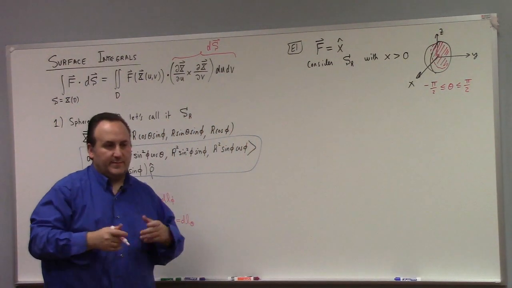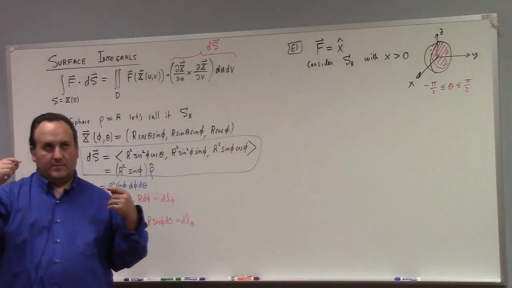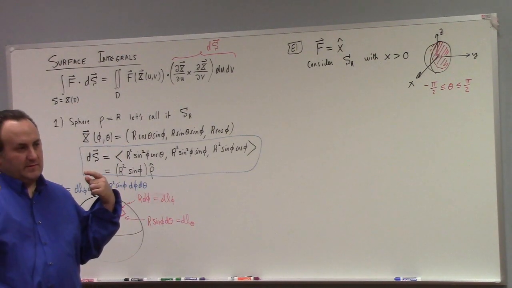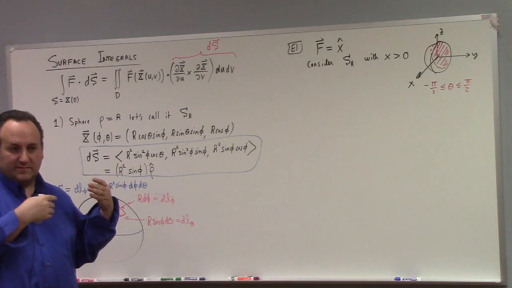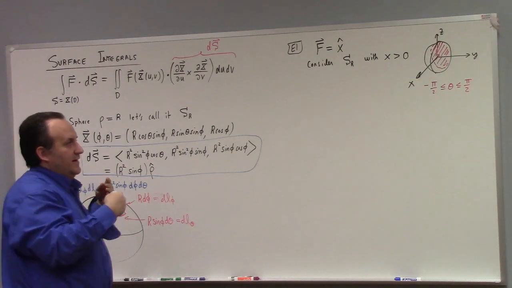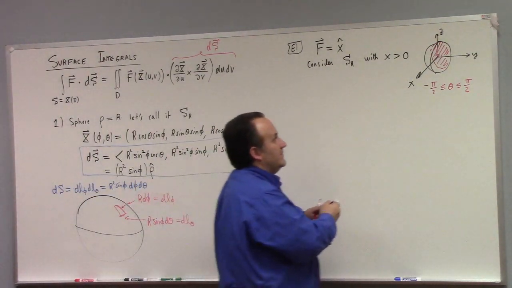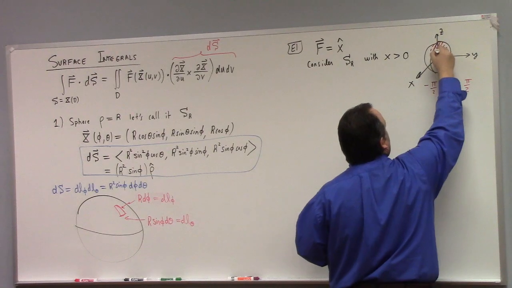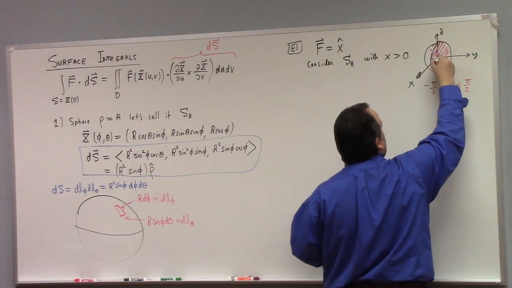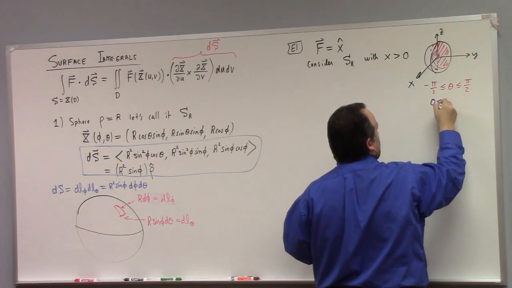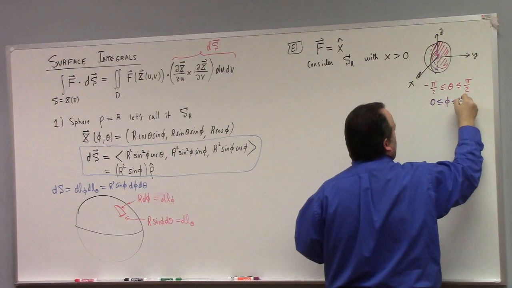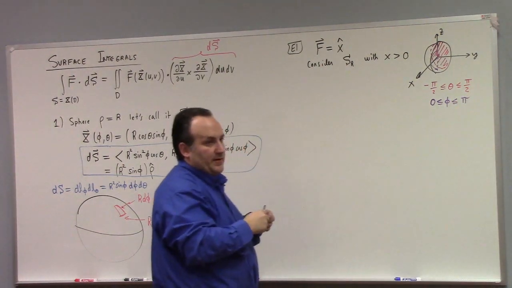Because the theta is just sweeping back to the positive y-axis or negative y-axis, but not beyond it. Does that make sense? And on the other hand, the phi is a full sweep, right? It's starting up here and it's going all the way down to there. So I've got 0 less than or equal to phi less than or equal to pi. All right?